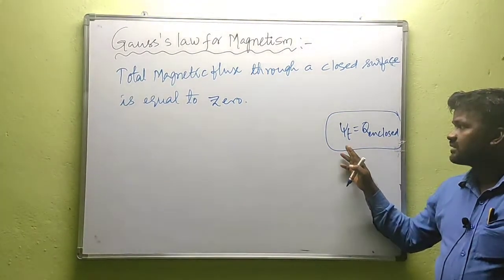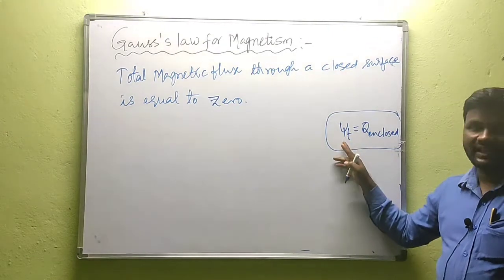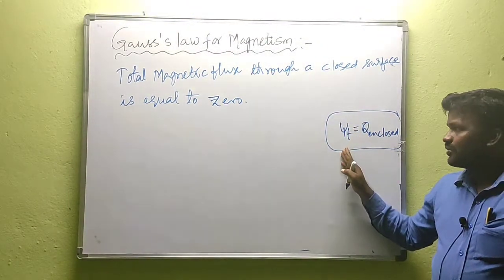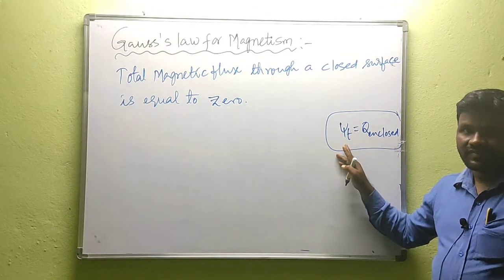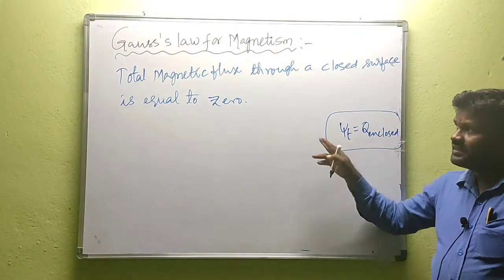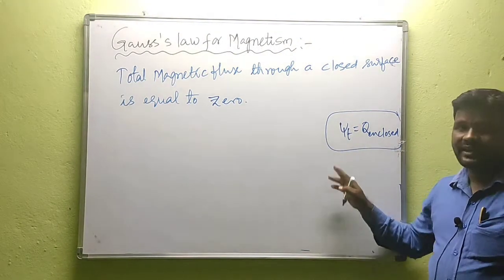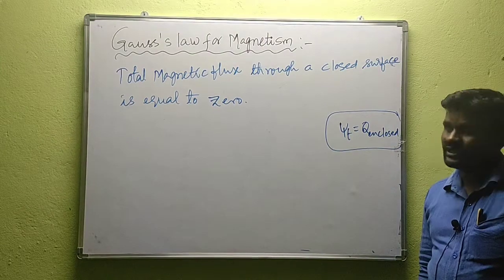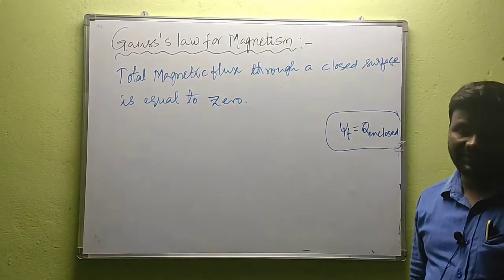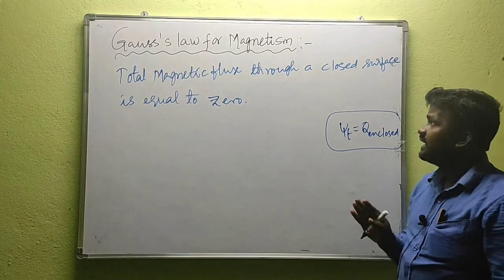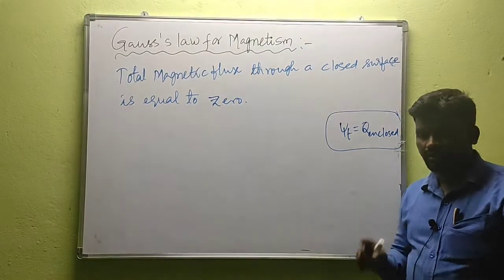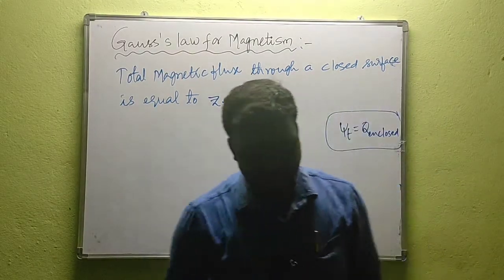So Gauss's law for electricity is related to electric flux. Similarly, Gauss's law for magnetism is related to magnetic flux. The statement of Gauss's law for magnetism is: total magnetic flux through a closed surface is equal to 0.